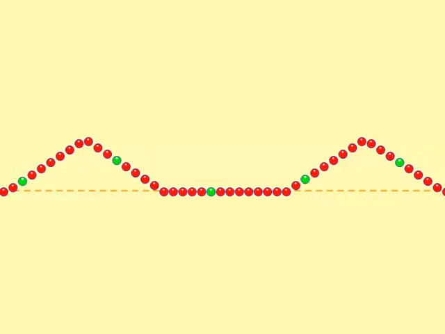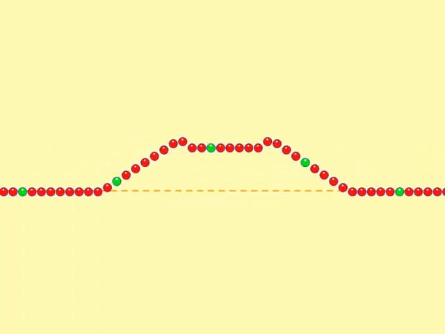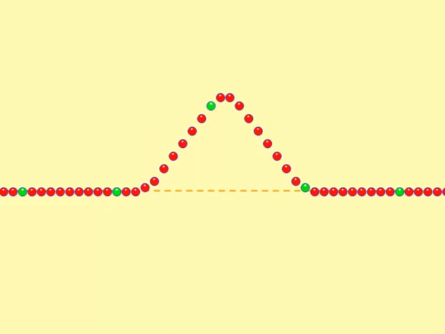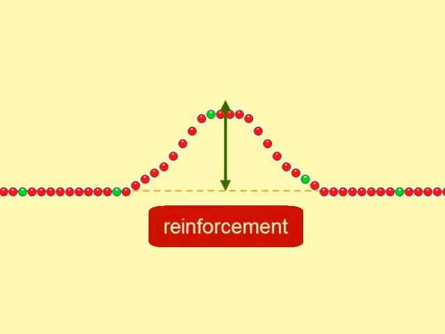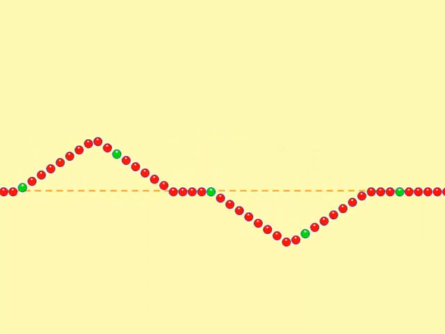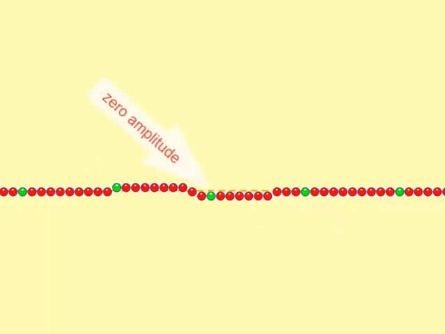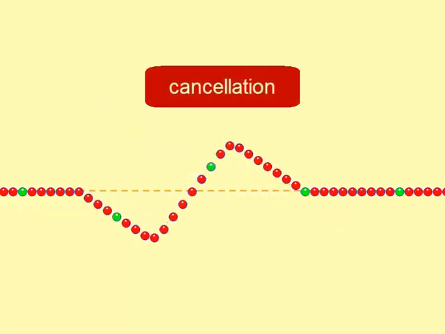Constructive interference is when the crest of one wave overlaps the crest of another and their individual effects add together. The result is a wave of larger amplitude called reinforcement. Destructive interference is when the crest of one wave and the trough of another overlap and their individual effects are reduced. The result is a wave of lower or no amplitude called cancellation.